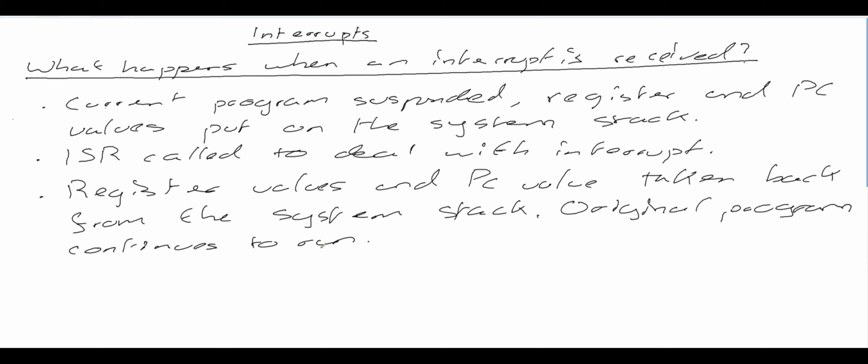The current program is suspended, the register and PC values are taken from the CPU and stored on the system stack. An interrupt service routine appropriate for the type of interrupt that's been received is called to deal with the interrupt. And after that's finished, the register values and PC value are taken back from the system stack and stored back in the processor registers and the program counter, and then the original program continues to run.